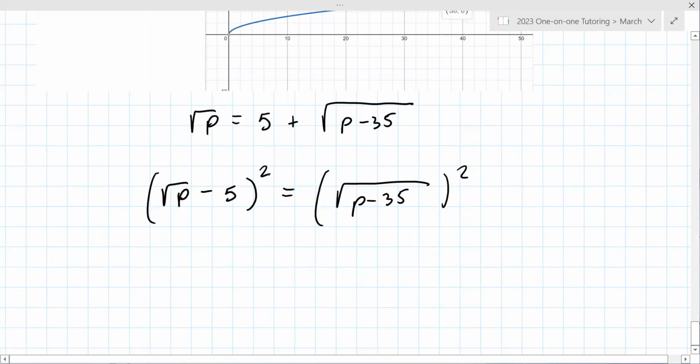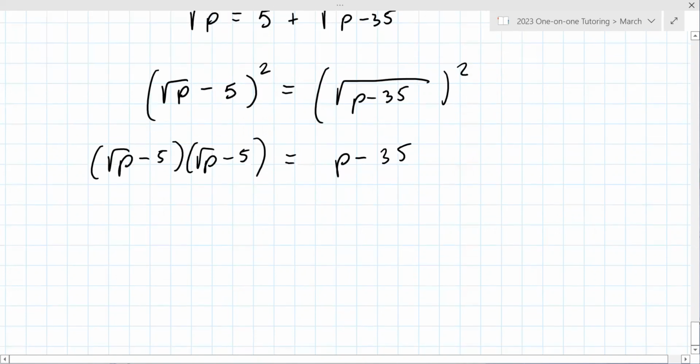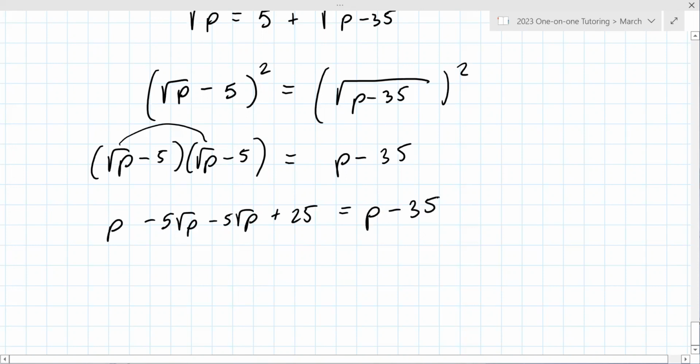All right. So on the right, p minus 35. On the left, if you're not sure, it's always good to rewrite it as two binomials. That way you don't make the classic mistake of missing a term, because when you FOIL here, you know that you do get square root of p squared or just p. But you also get other terms, right? You get minus 5 square root p minus 5 square root p plus 25 equals p minus 35, like that.